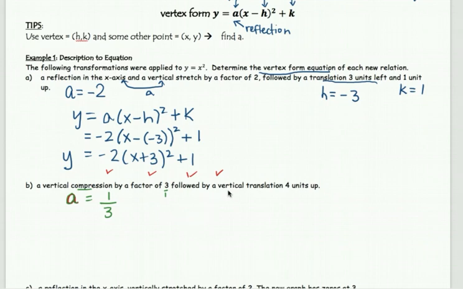And then we have a vertical translation up by 4. It says nothing else though. Up and down, that's the K value, so that one's up by 4. See how it doesn't tell you left or right? There's nothing about left and right, so that means H is 0. So now go build your equation.